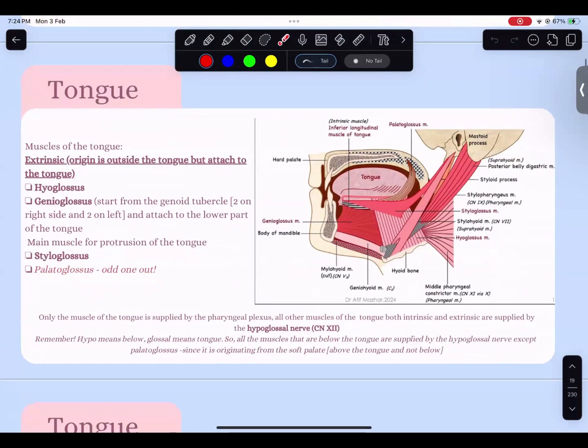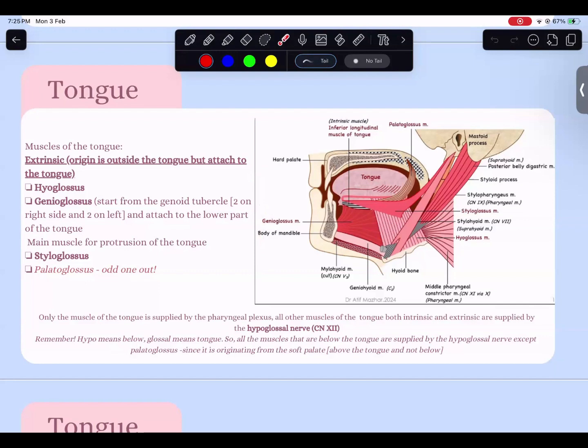Okay. Coming to the muscles of the tongue, there are extrinsic muscles and there are intrinsic muscles. And in one of our first slides, we said both extrinsic and intrinsic muscles are supplied by the hypoglossal nerve, right? So extrinsic muscles are basically muscles that originate from outside, but then they come and attach to the tongue. So they originate from somewhere outside the tongue, like from a bone, and then they come and attach to the tongue, okay? So we have four extrinsic muscles here. We have hyoglossus, genioglossus, styloglossus, and then palatoglossus.